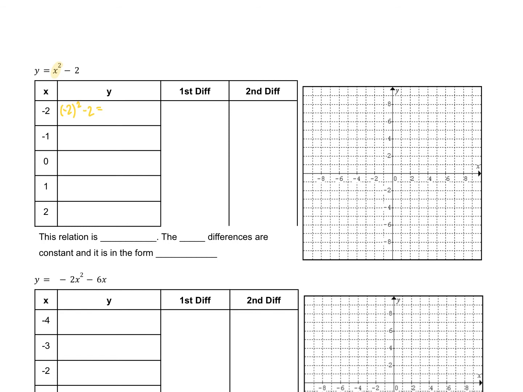Well, thinking of BEDMAS, exponents come first. -2 squared just means -2 times itself. Well, that's 4. And 4 minus 2 is 2. So I'm going to plot that point. When x equals -2, y equals 2. So there it is.